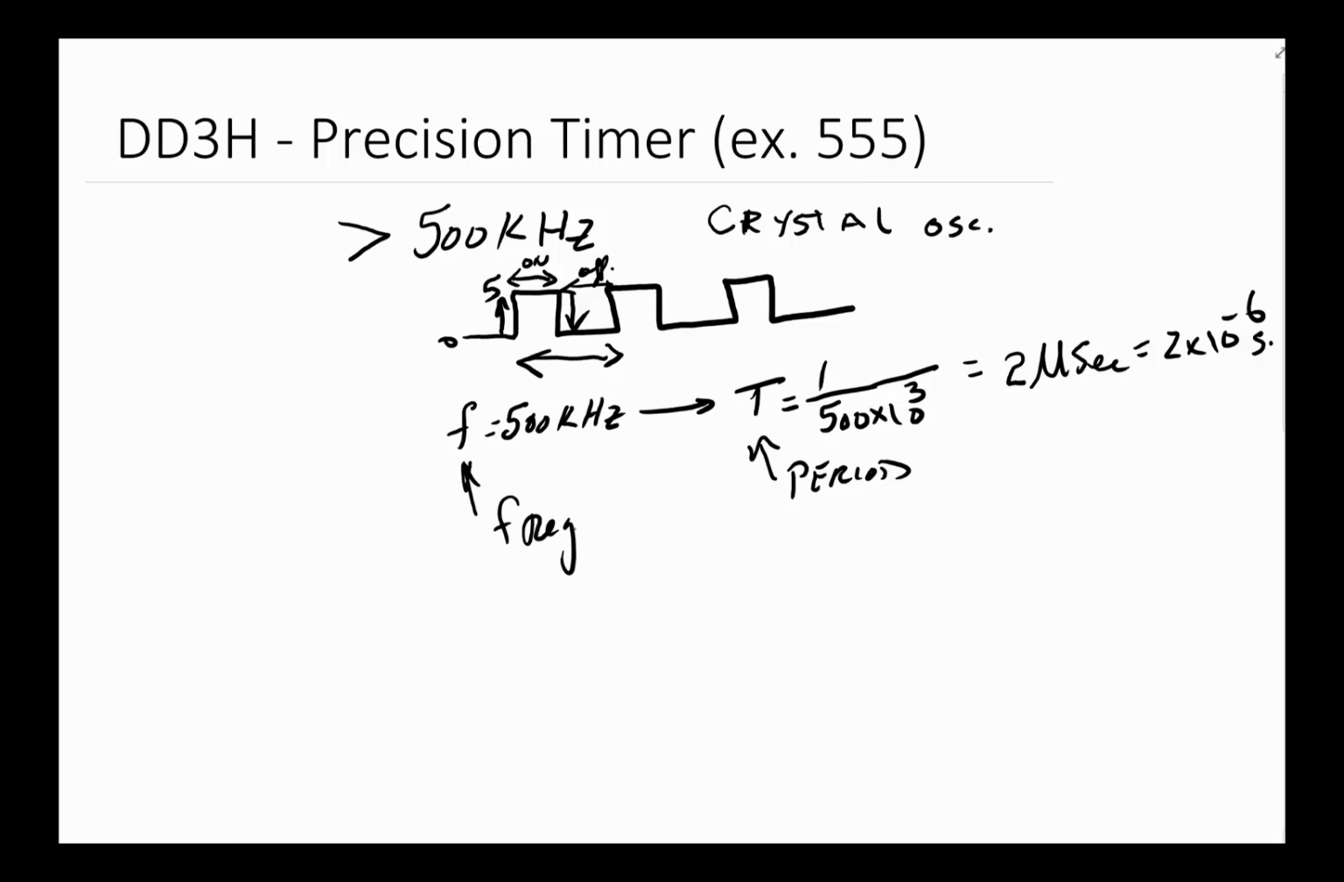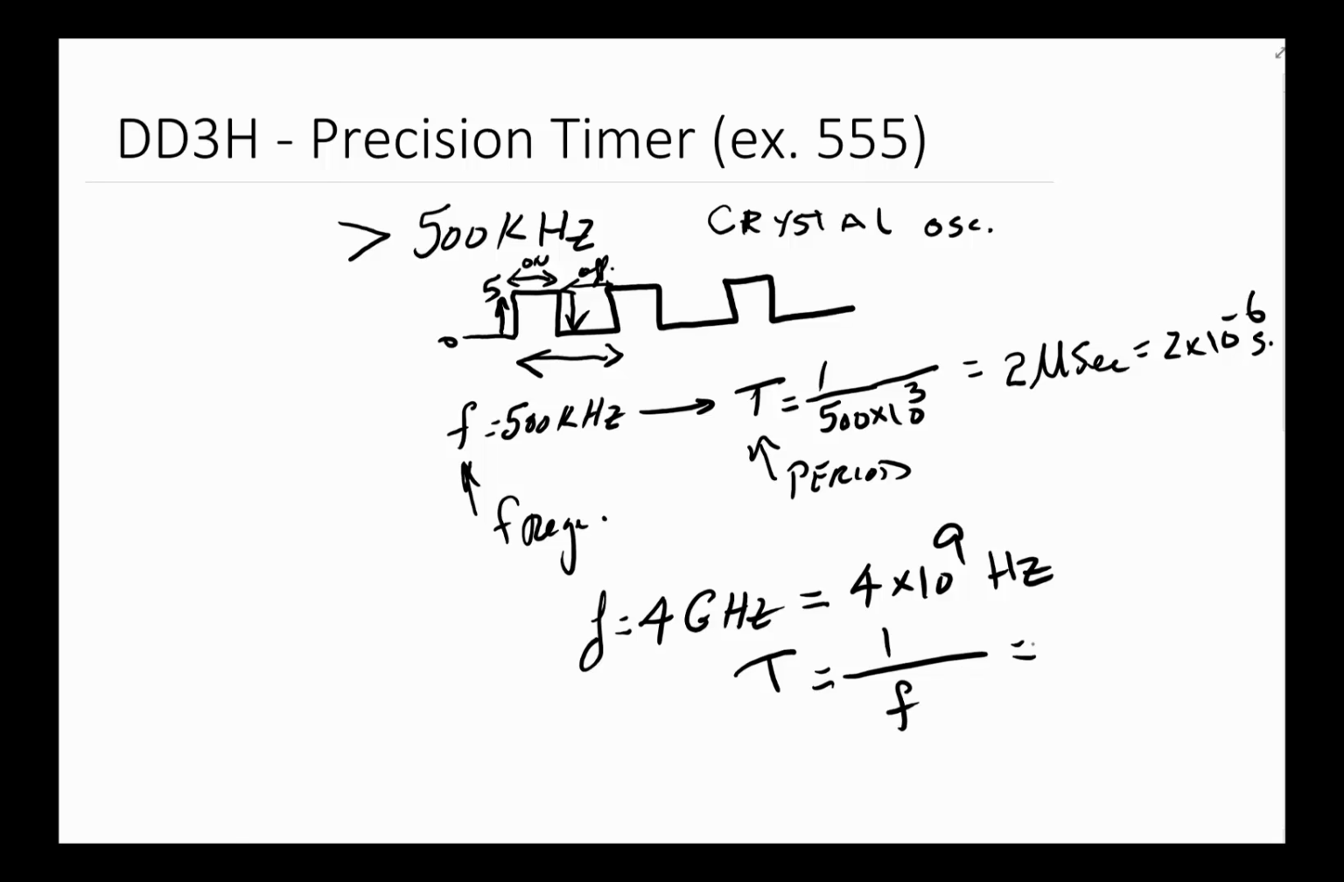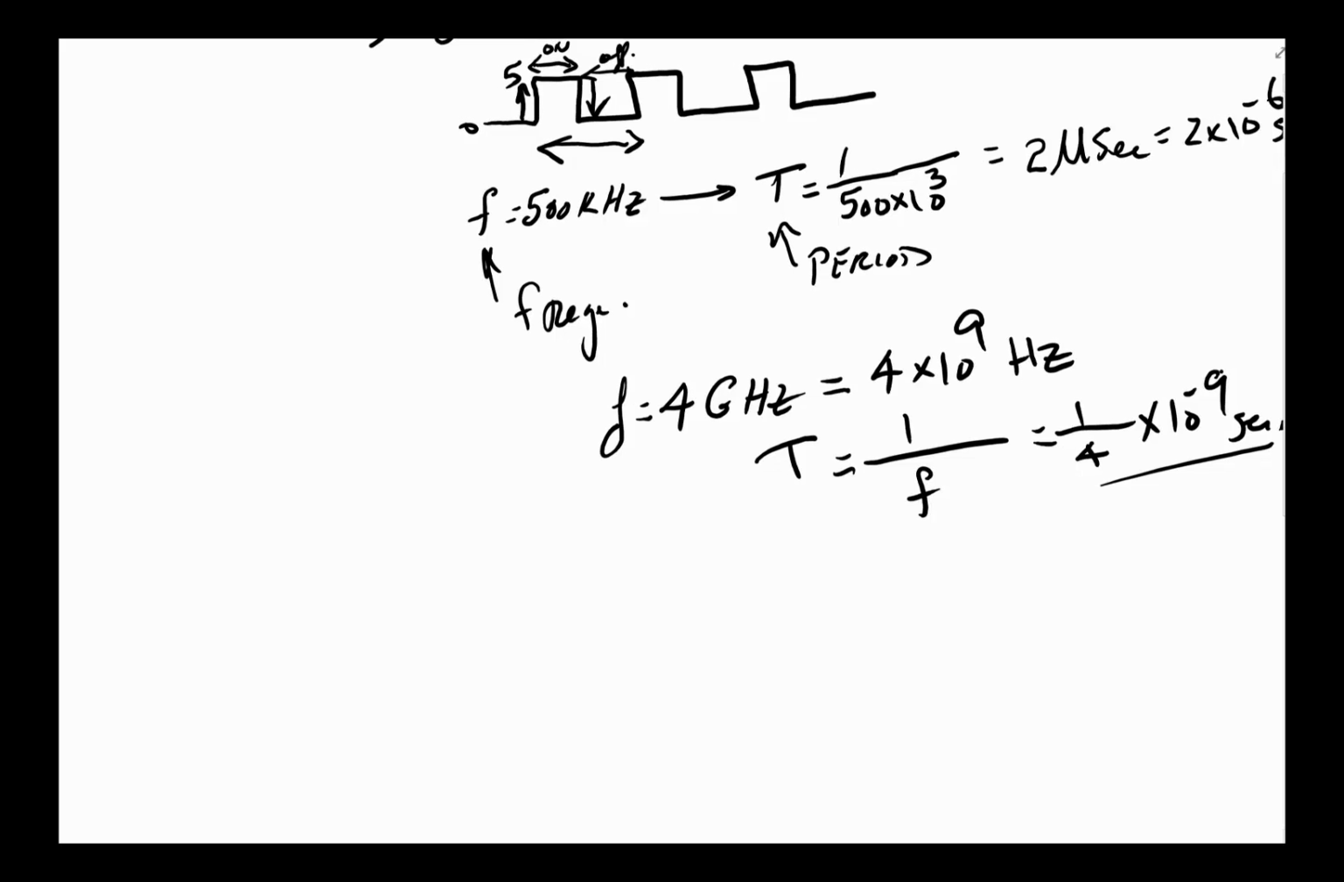So when you go to buy your computer and they say your computer is running at 4 gigahertz or whatever speed, they're giving you the frequency. If the frequency of your clock is 4 gigahertz, that's 4 times 10 to the 9 hertz, or cycles per second, which means your period is 1 over frequency, which is 1 over 4 times 10 to the 9, or about 0.25 nanoseconds. Pretty fast. Okay, so those are crystal oscillators.